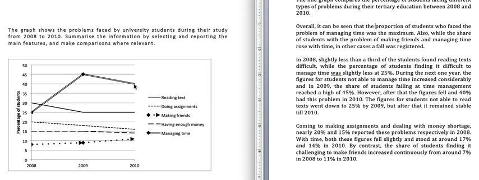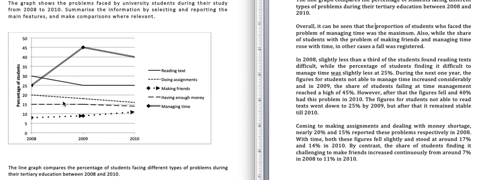The figures for students not able to read texts went down to 25% by 2009, but after that it remained stable till 2010. So now I've talked about this line, and I've talked about this line. Coming to making assignments and dealing with money shortage. So this is for making assignments, and this line is for money shortage.